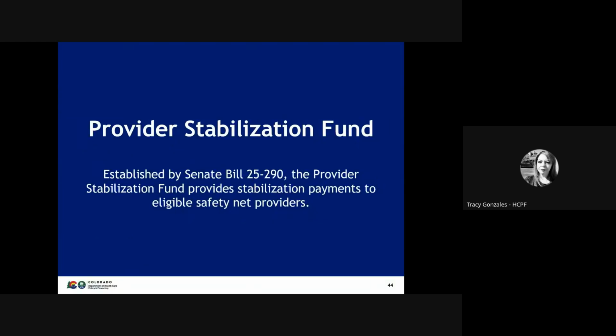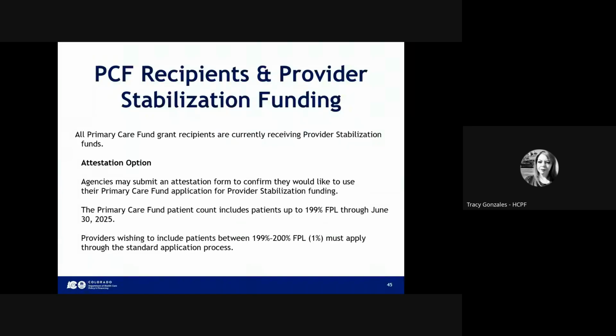Okay, we're moving over to the Provider Stabilization Fund, which I know most of you are familiar with by now. This was established by Senate Bill 25-290 to support safety net providers. I'm happy to report that all 33 of the current primary care fund grant recipients are receiving funding from the Provider Stabilization. Primary care fund grant recipients may submit an attestation form to confirm that they would like to use their primary care fund application for the Provider Stabilization.